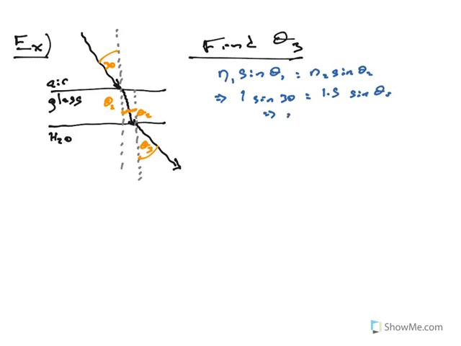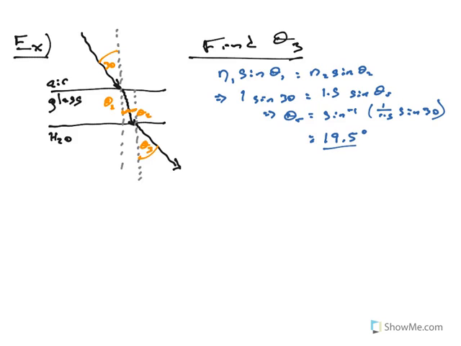All right, so just skipping a step, it's the same steps. Inverse sine of 1 over 1.5 sine 30. What do we get? Theta r is 19.5 degrees. So I now know the angle of refraction in the glass. So now the light in the glass is coming in at 19.5. Fine. That's not my answer, because I don't care about the glass.